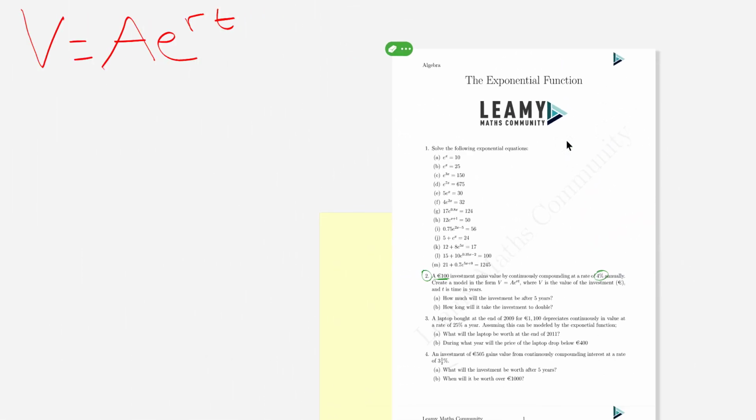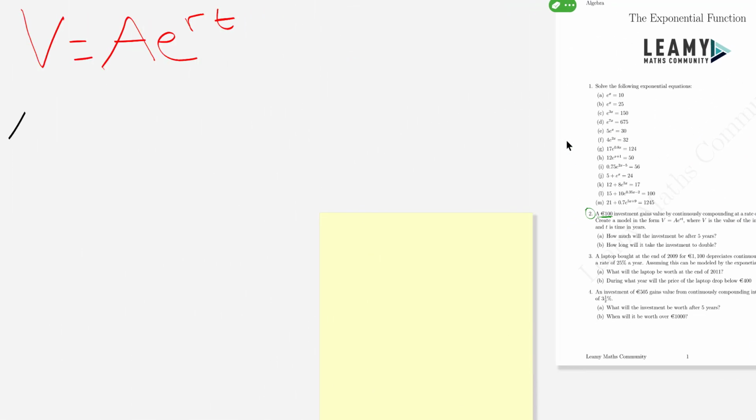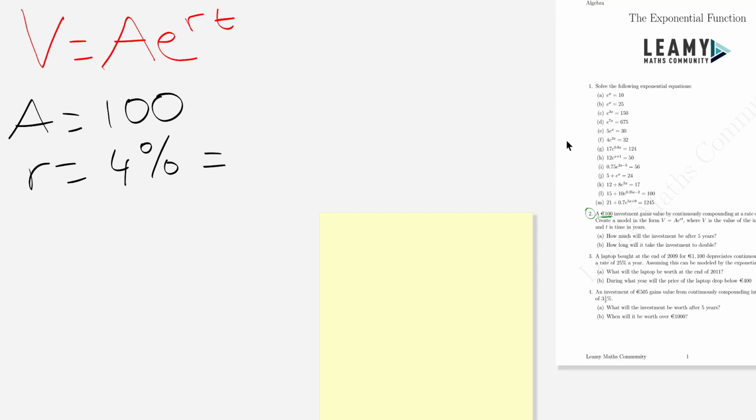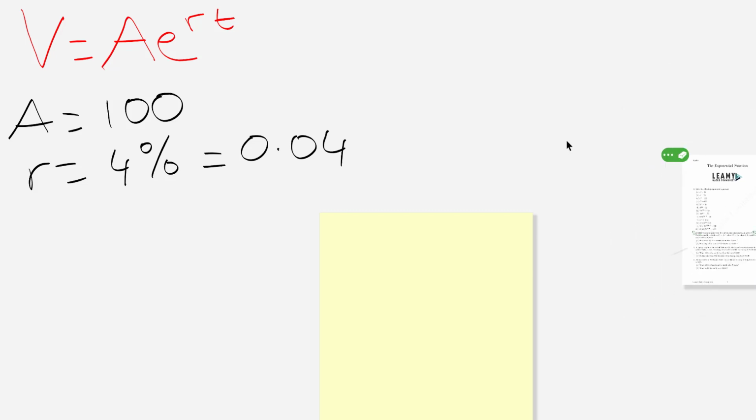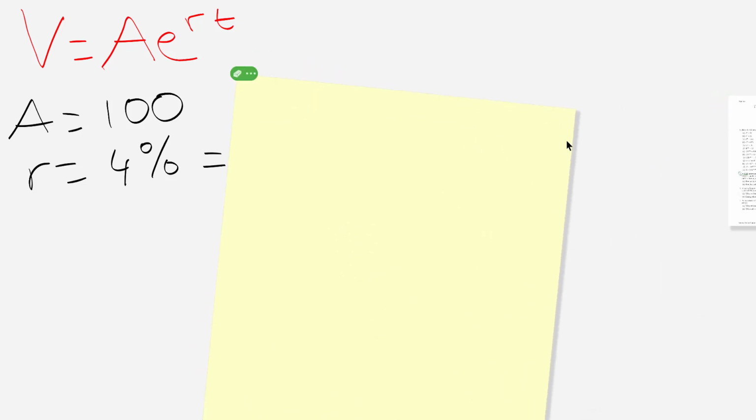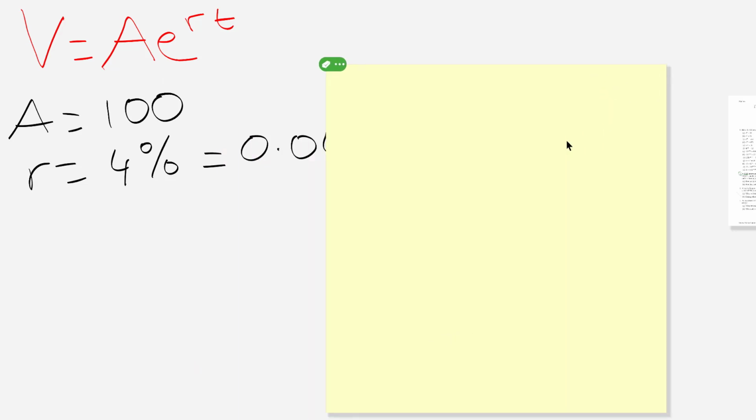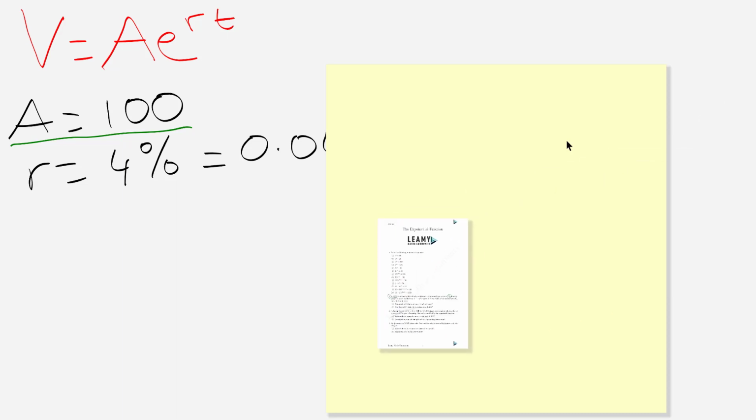So we can take that right here. We know that our initial value, A, was €100 and our growth rate was 4%. Now 4%, we're going to write as 0.04. So we express it as a decimal. Now, a lot of people sometimes ask me, why is A 100? How can we assume that the initial value is always A? So let's just take a look back at this question again.